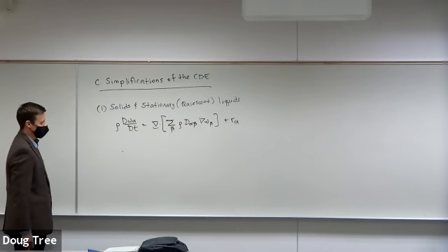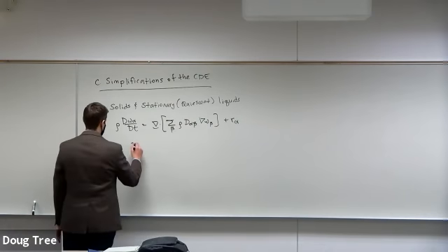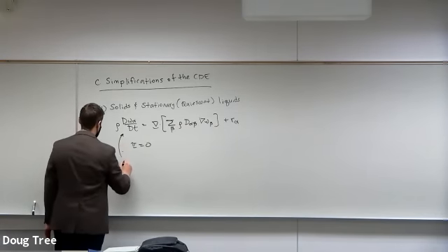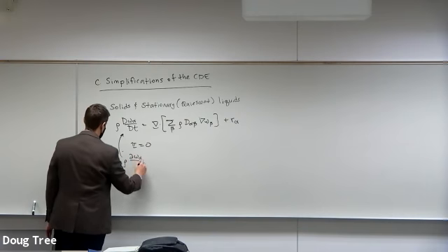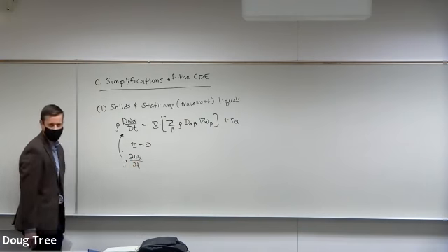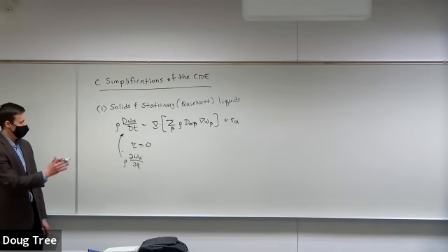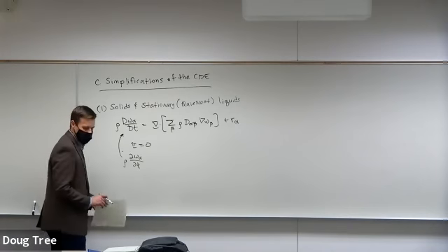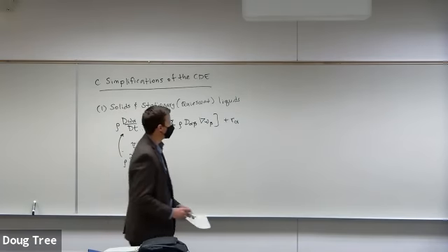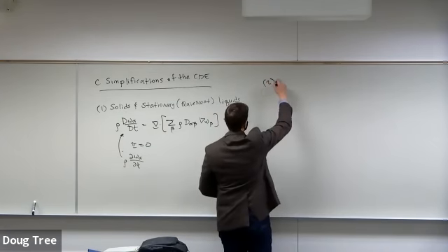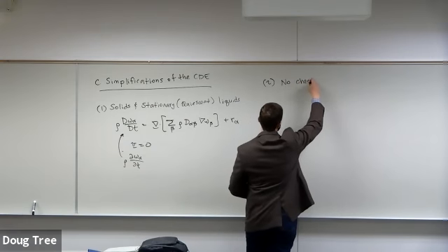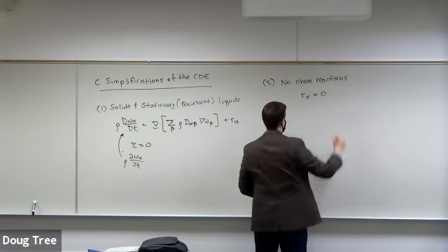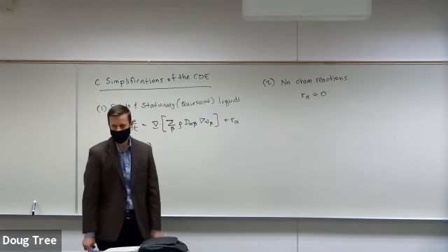In stationary liquids or solids, the velocity is equal to 0. And so in that case, this term turns into rho partial w_alpha partial t. We lose the convective part of that. That one's a pretty easy simplification. The next one is even easier, which is no chemical reactions. R_alpha equals 0 if it doesn't participate in a chemical reaction.